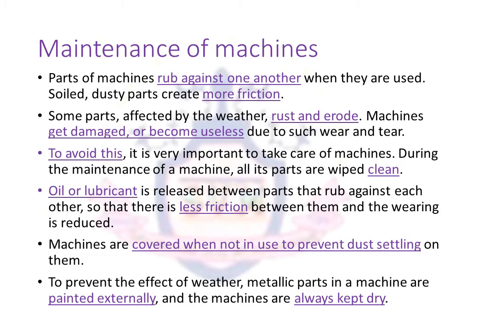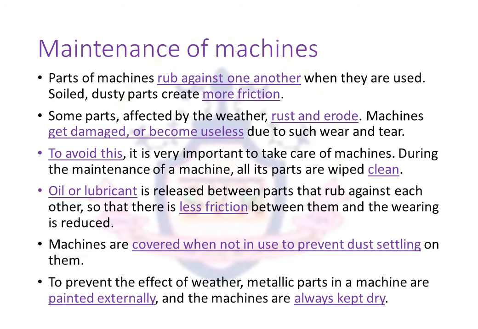If we use machines for a long period of time, they will definitely require some maintenance. Let's see why and how this maintenance takes place. First, we'll tackle the why. When parts of machines rub against one another, they create friction. Soiled and dusty parts rubbing against each other create a lot more friction. Some parts of machines get affected by weather and they rust and they erode. This damages the machines and the machines will become useless due to such wear and tear.